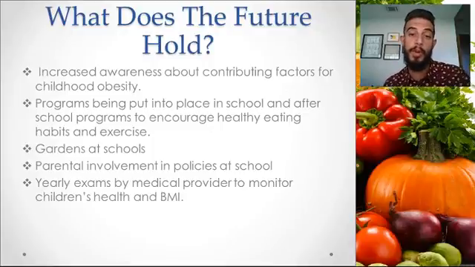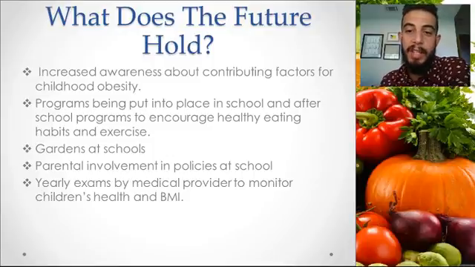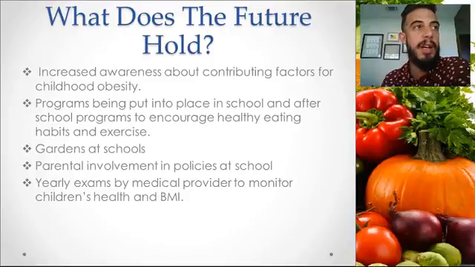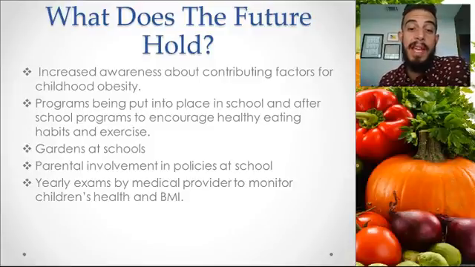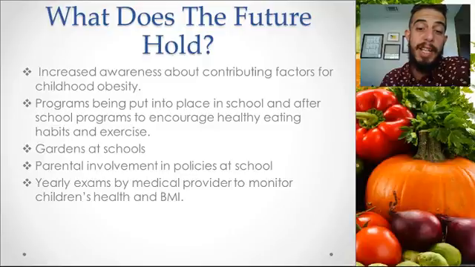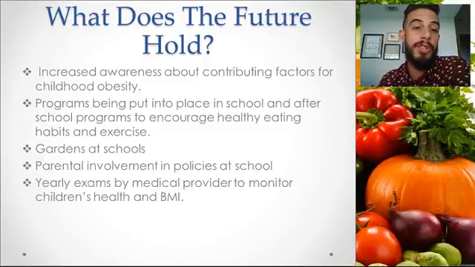So what does the future hold? So we got to increase awareness about contributing factors for childhood obesity. We got to make sure that programs are being put in place in schools and after school programs to encourage healthy eating and habits and exercise. Creating gardens at schools, like I mentioned. Showing that the parents are involved in the policies at the schools, and perhaps doing yearly exams by medical providers to monitor children's health and BMIs.